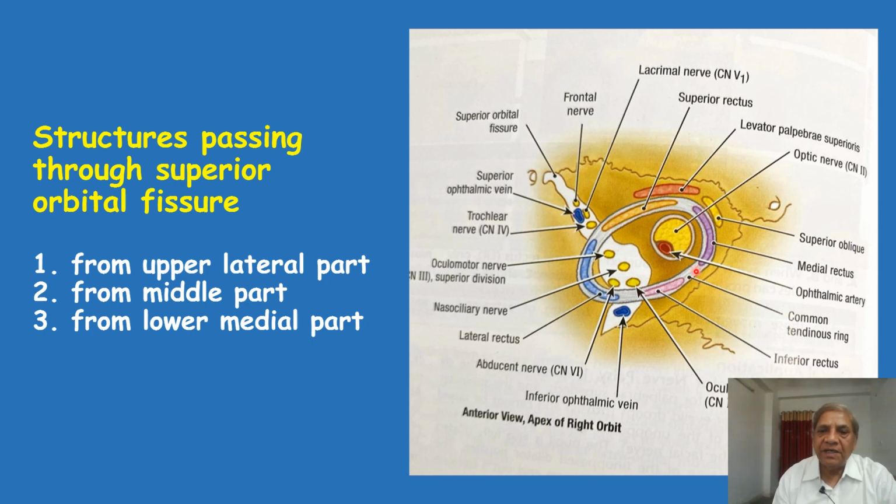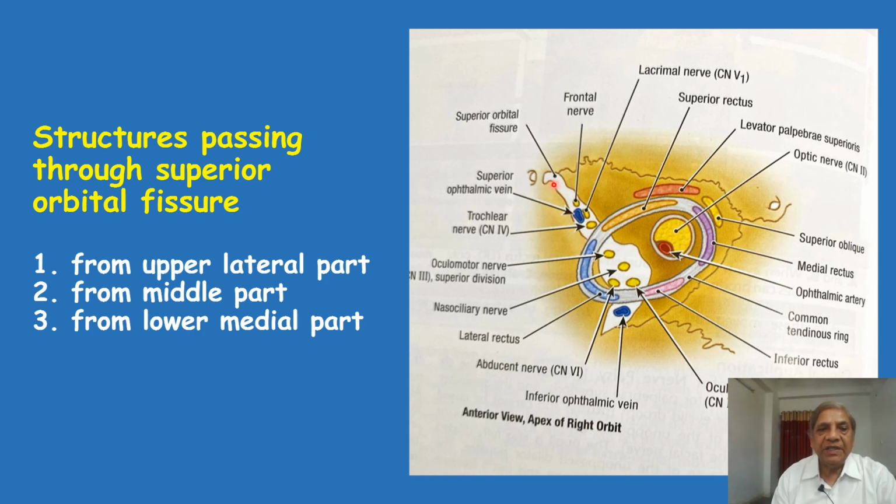On the medial side it is attached to the body of the sphenoid, and lower down to the body, to the lesser wing of the sphenoid. And this is a fibrotendinous ring which divides the fissure, the superior orbital fissure, into three parts. Naturally, the next question will be, which are the three parts of the superior orbital fissure?